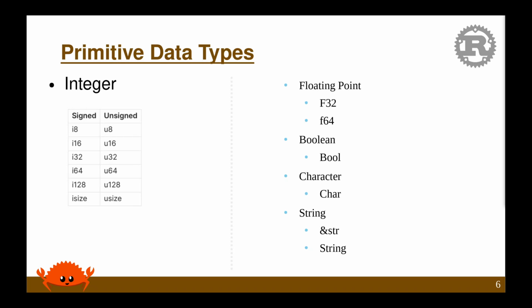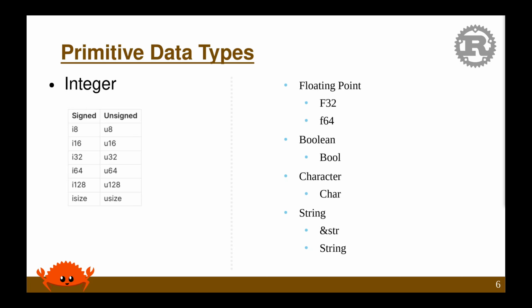Coming to the string data type, it's a special one. It's not really a primitive data type. We will look at it in depth in future videos. For now, just remember that it's represented using either &str or the word String. &str is a string slice, and String is a heap allocated UTF-8 encoded string. We will look at it in depth in future videos.